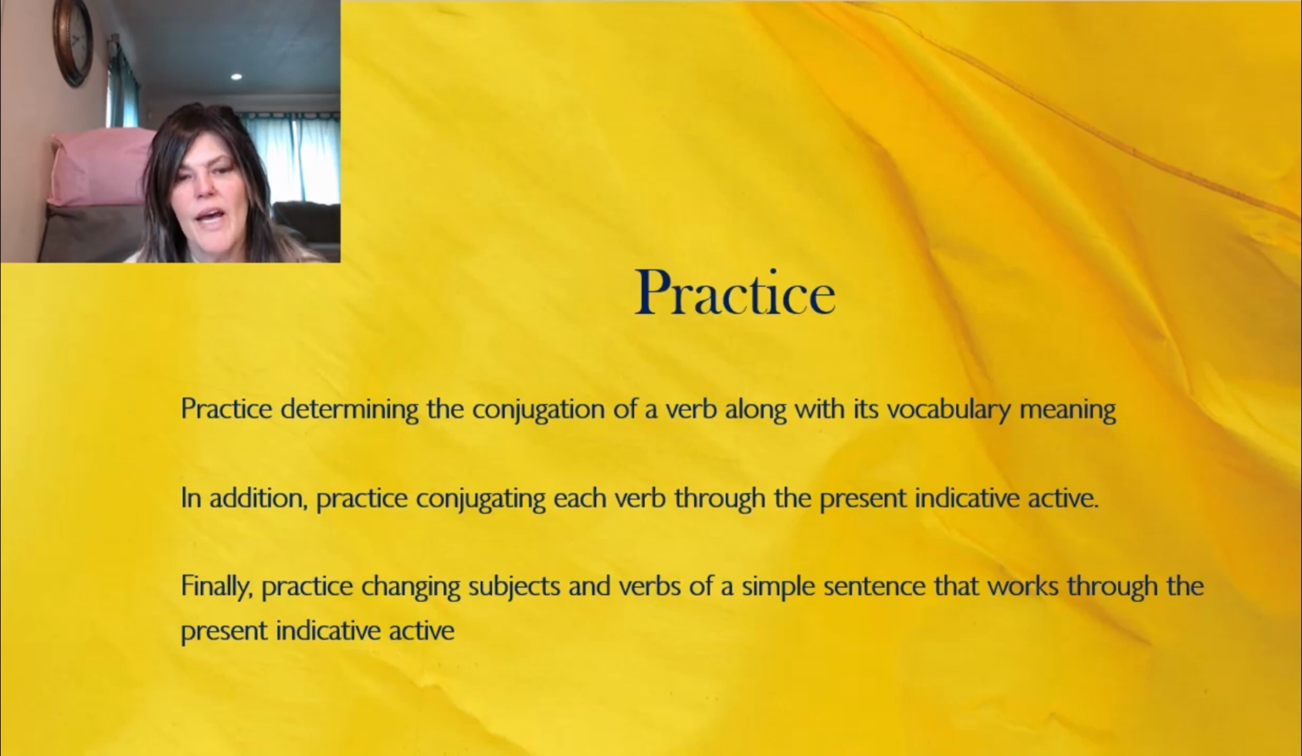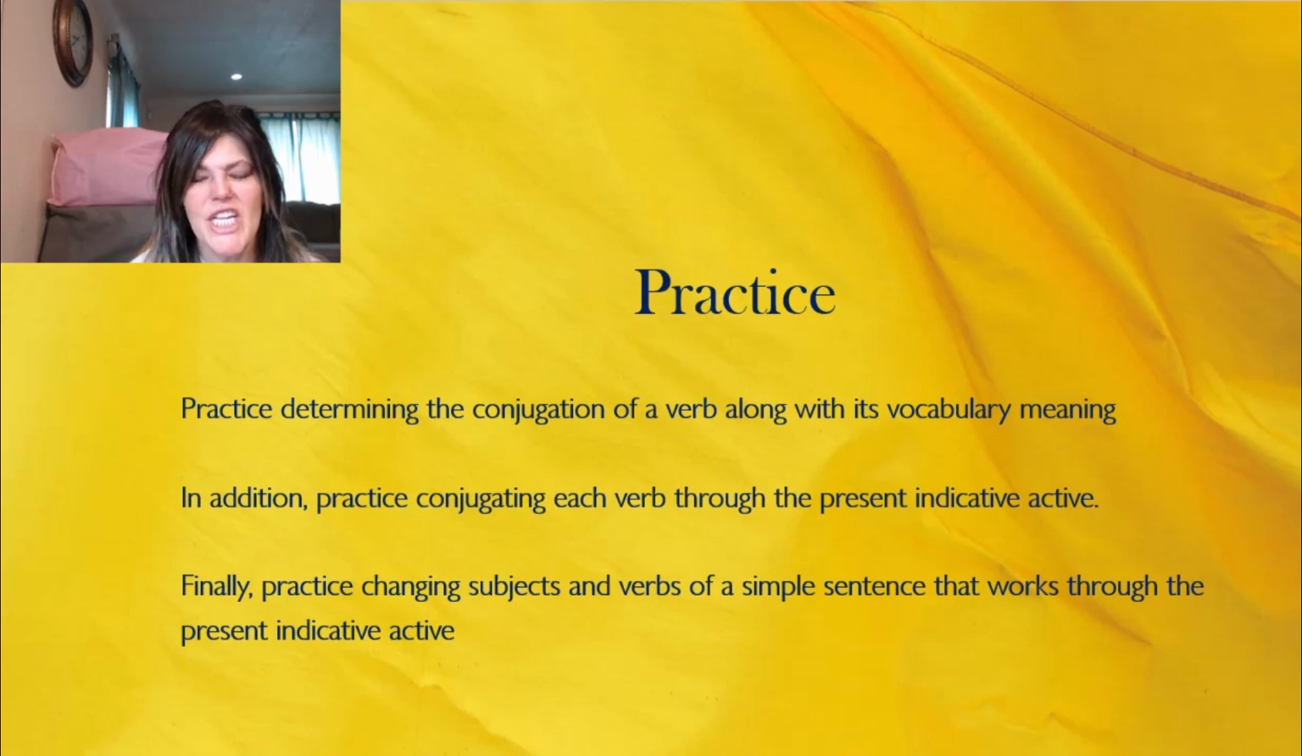Okay. But I do have them practice determining the conjugations of verbs along with their vocabulary meaning. So when they're looking them up, if they're putting it in their vocabulary, they need to put in the full dictionary entry, and whether it's first, second, third IO, or fourth. They practice conjugating each verb through the present indicative active. Now again, I do that with the first and second conjugation first for a while, and then we add in the third and the third IO and fourth as they start seeing those more in the wild when we're reading.